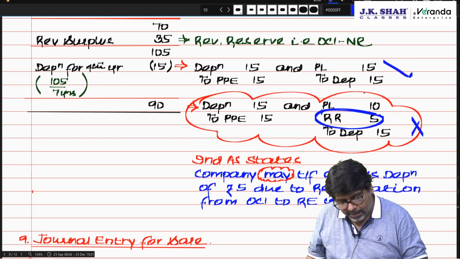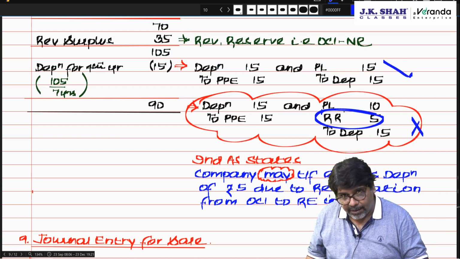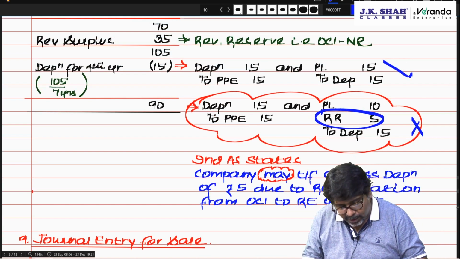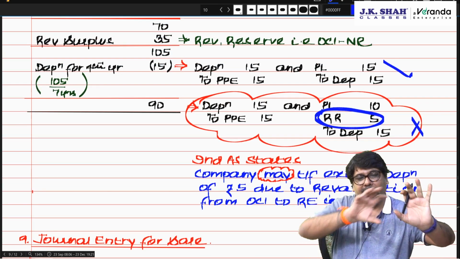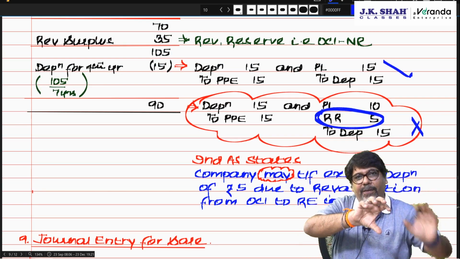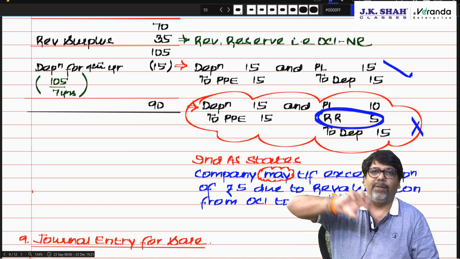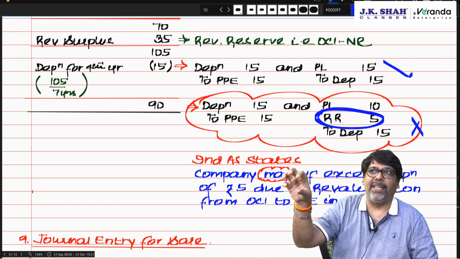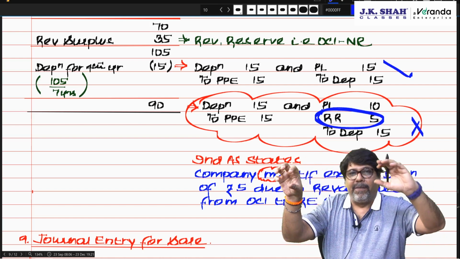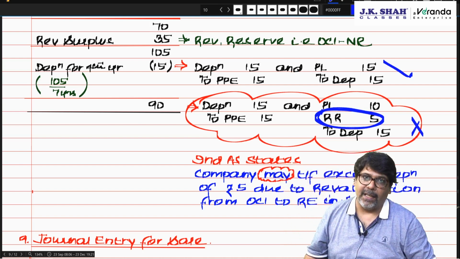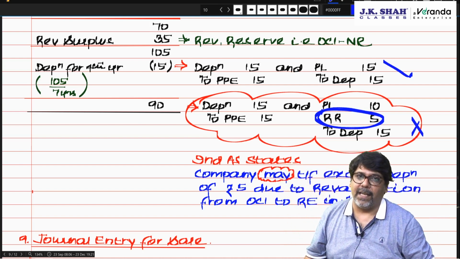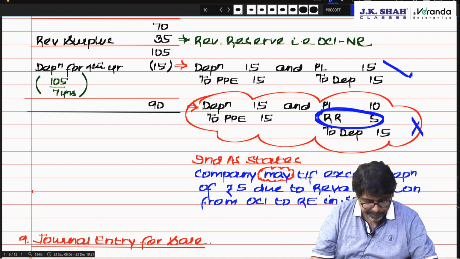Earlier people used to pass this entry, excess depreciation to revaluation reserve, but nowadays you will not pass this entry. So PNL shows the impact of 15, but 5 rupees you transferred from revaluation reserve to retained earnings. So in retained earnings 15 rupees depreciation went, but 5 rupees came from revaluation reserve. So it again became same.